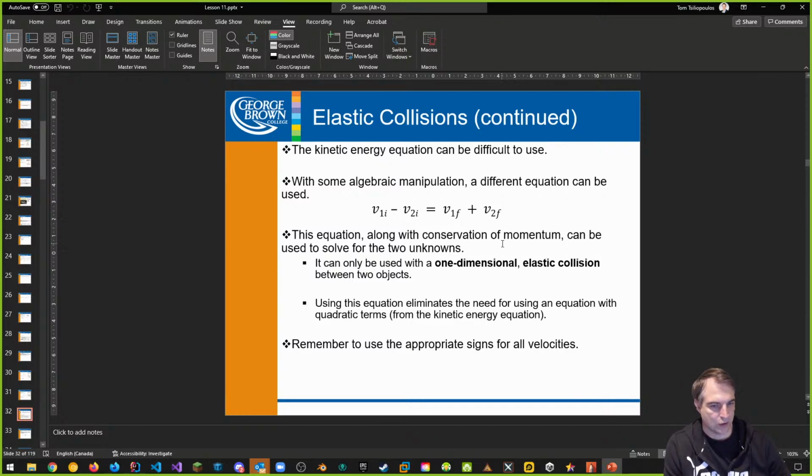This equation, along with conservation of momentum, where P initial is equal to P final, can be used to solve for two unknowns. It can only be used for a one-dimensional elastic collision between two objects. One-dimensional means we're moving across only one axis. Using this equation eliminates the need for an equation with quadratic terms, which makes the calculations easier.